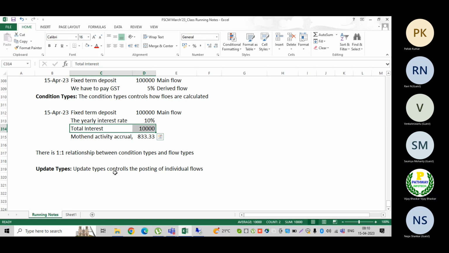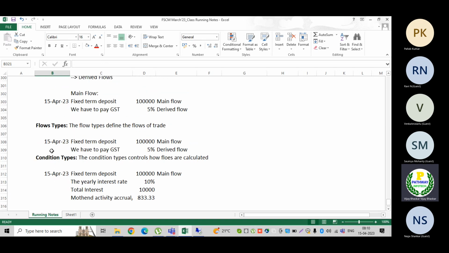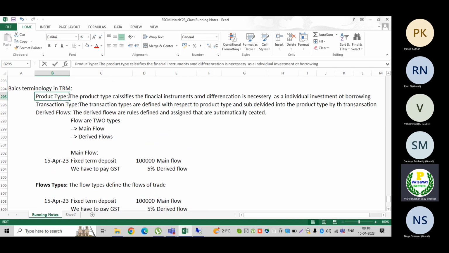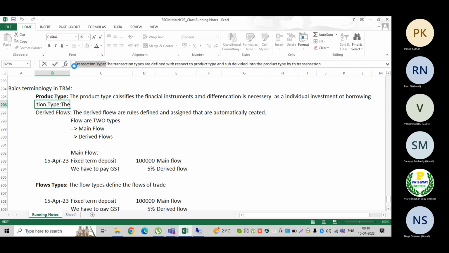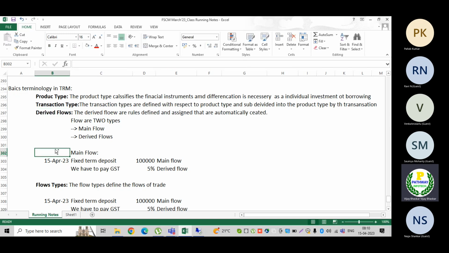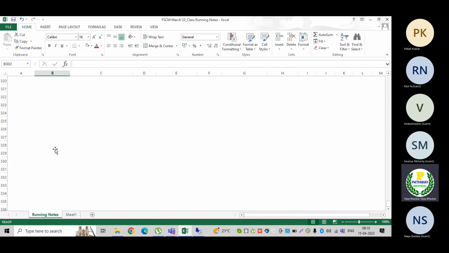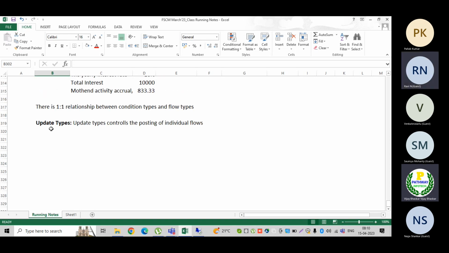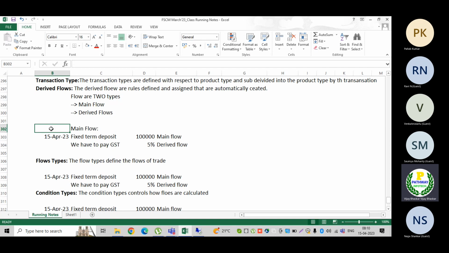So up to here, these are the terminologies which are quite common. The flow type we have seen, the product type, the transaction types, derived transaction type, derived flows. What is meant by derived flows? These are the terminologies which will be quite common in treasury, for all the financial instruments, whether money market, forex, securities, derivatives, as well as trade finance. These are the terminologies which will be repeated constantly.